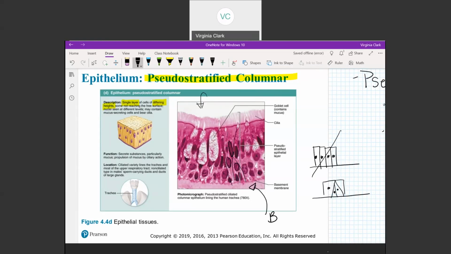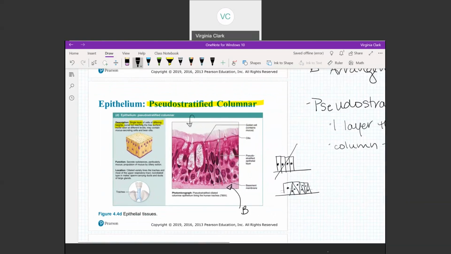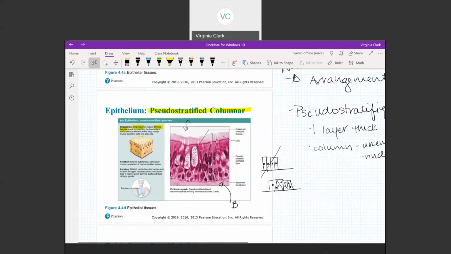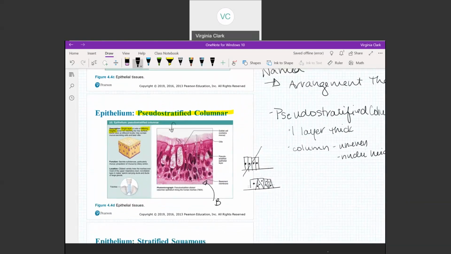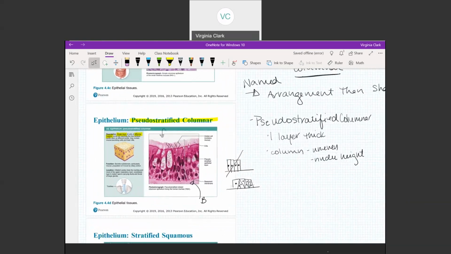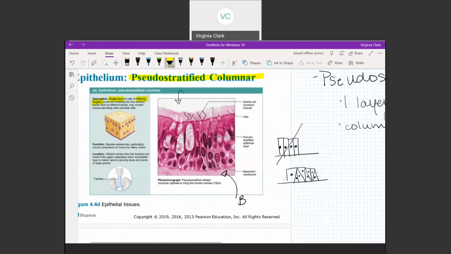However, these are only one layer tall. But if you look at that, it looks like there's multiple heights to these guys, but it is not. That's why it's called pseudo-stratified. And these are usually going to also be ciliated. They've got these on the top. So they're usually going to be ciliated. But that's pseudo-stratified columnar. Okay, that's all of our simple.